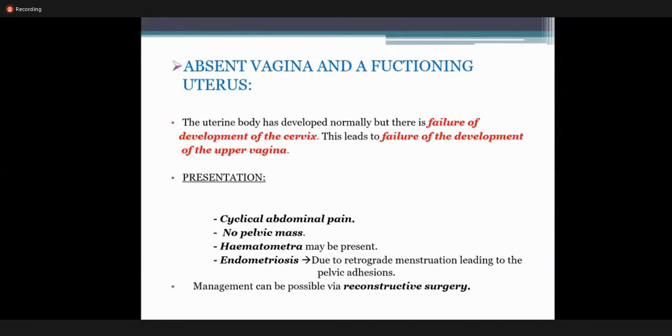Then there will be an absent vagina and a functioning uterus. That is, the vagina is absent, but the uterus is functioning, and there will be a hematometra. The treatment of all these conditions is reconstructive surgery. In imperforate hymen, resect the hymen so that the pathway becomes patent. If there's a vaginal septum, resection of the vaginal septum will keep the outflow tract open and patent, and then the menstrual blood starts draining.